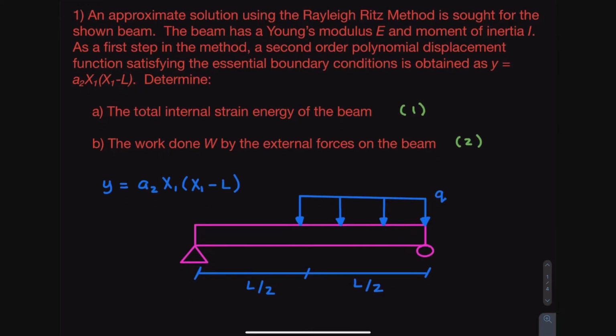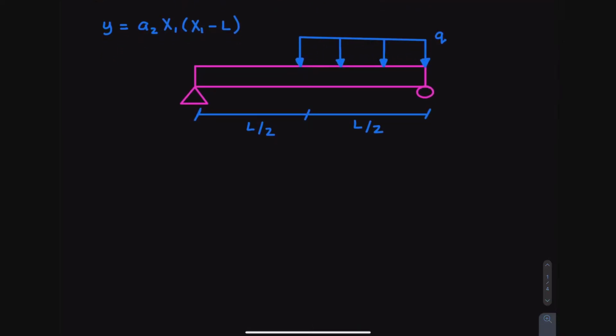All right, so I'm going to scroll down here a little bit because we don't really need that information, because I have everything that we need right here. We have our beam, we have our loading scenario, and we have our approximate solution right here. So as we can see here, our current approximate deflection is y is equal to a2 x1 multiplied by x1 minus L. And of course, the main goal of the Rayleigh-Ritz method is to figure out what exactly that a2 is. Now in this particular quiz, it doesn't ask us to solve for it, so we're not going to, but as you guys will see, this is the goal of the Rayleigh-Ritz method as a whole. So I want to make sure you guys are aware of that.